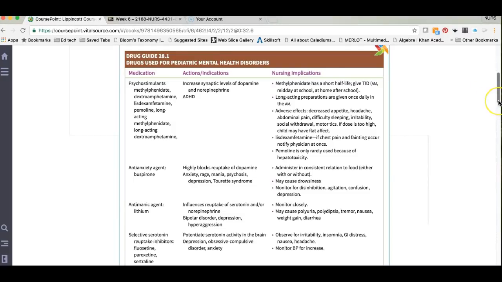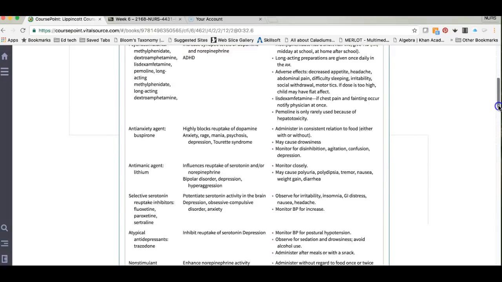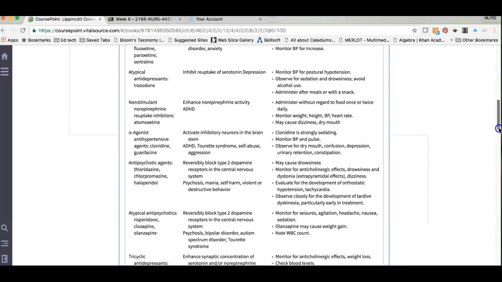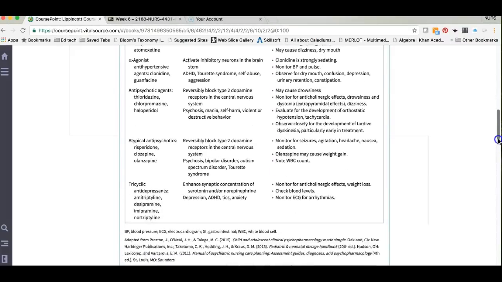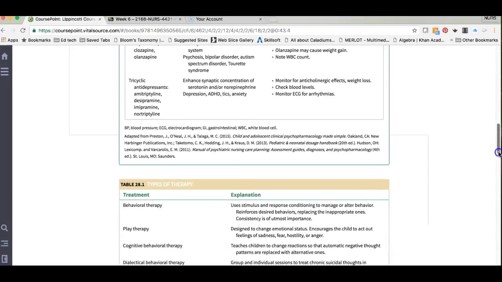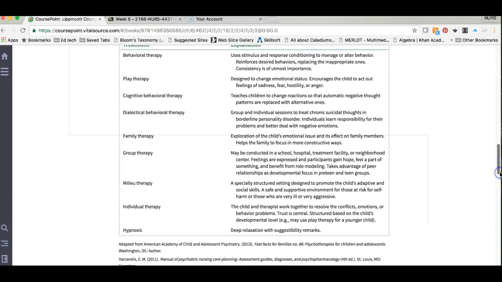That would be helpful. Okay, depression is treated with an antidepressant. So know your classes and know what the main treatment focus is. All right, here's your different types of therapy again. Now this is taking therapy. These aren't teaching points for parents. These are types of therapy used by therapists.